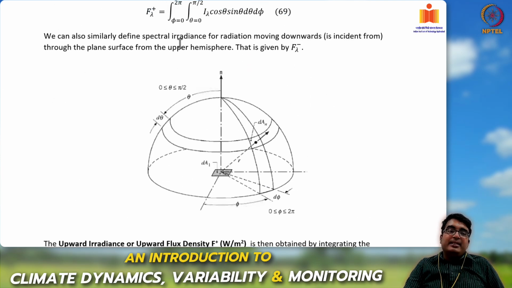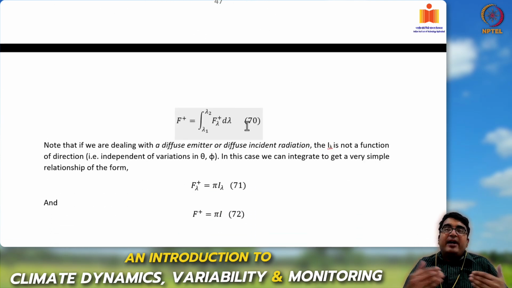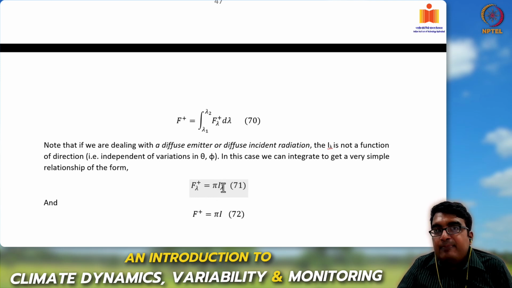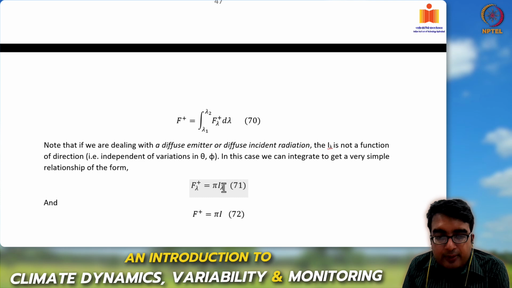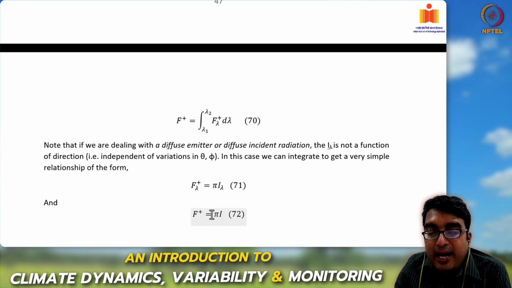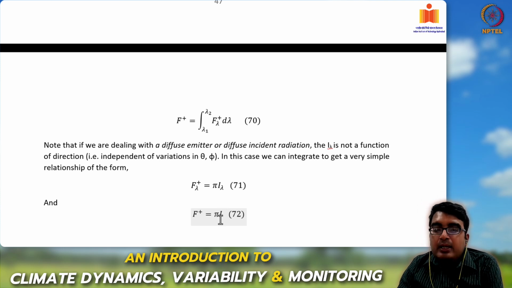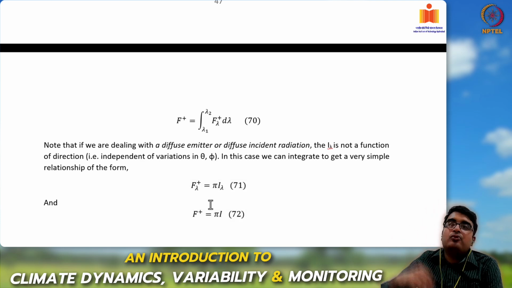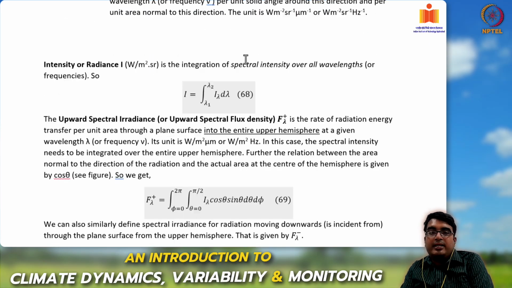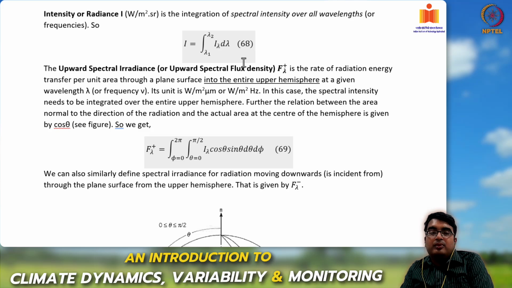In that case, these integrals can be simplified very simply, and the upward spectral irradiance is pi times the radiation intensity. Okay, and the total irradiance is pi times the intensity. This is the spectral intensity and this is just the intensity. Okay, so the entire integral becomes pi into the intensity, either spectral or total. Okay.